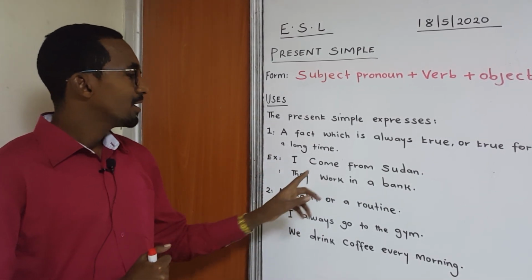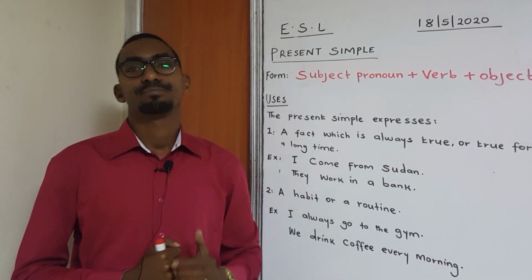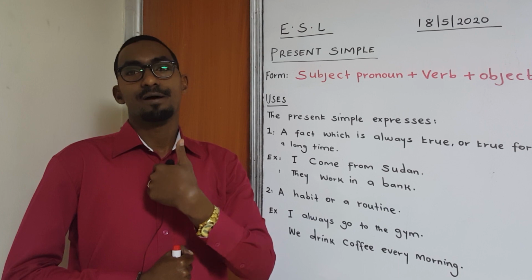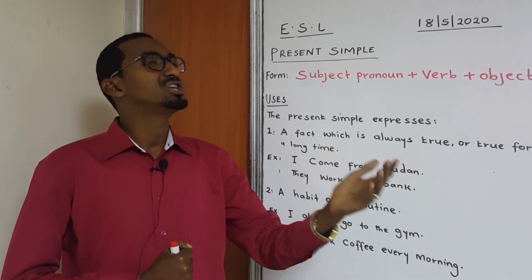For example, I come from Sudan. That's a fact. I come from Somalia. That's a fact. You come from Kenya. That's a fact.